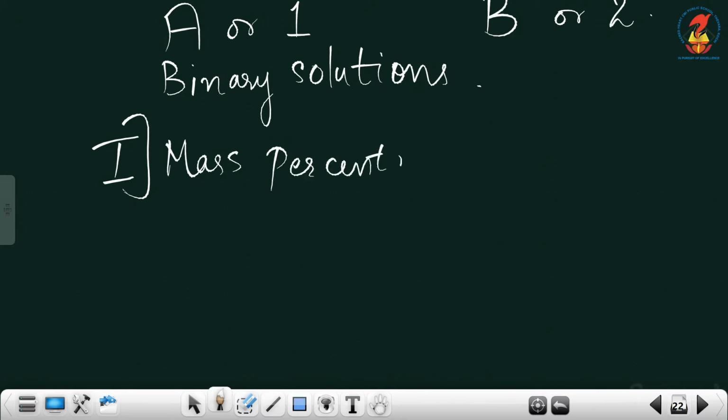Mass percentage. The definition is: it is the mass of a component dissolved in 100 gram of solution. When I say component, it can be solute or solvent present in 100 gram of solution.